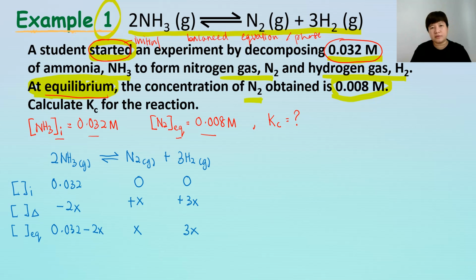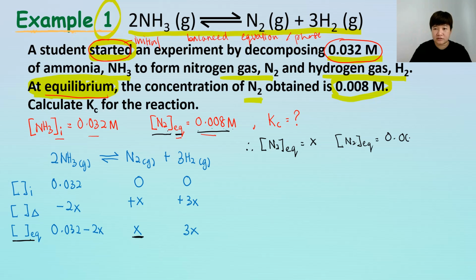So from this I.C.E. table, how can we proceed? Pretty simple, because the nitrogen equilibrium is given. The equilibrium concentration for nitrogen is x. In other words, the concentration of nitrogen at equilibrium is equal to x over here, and the nitrogen equilibrium given in the question is 0.008 molar. Therefore, we know that x right now equals 0.008 molar.